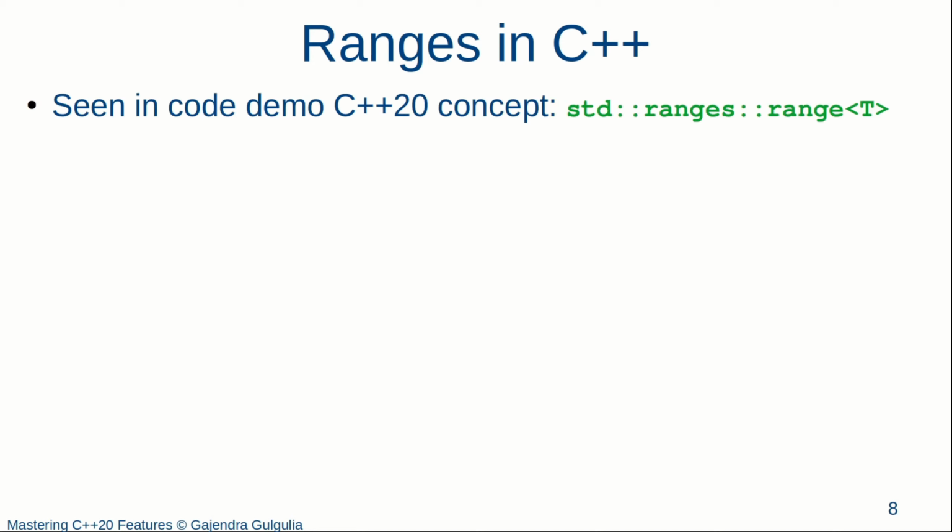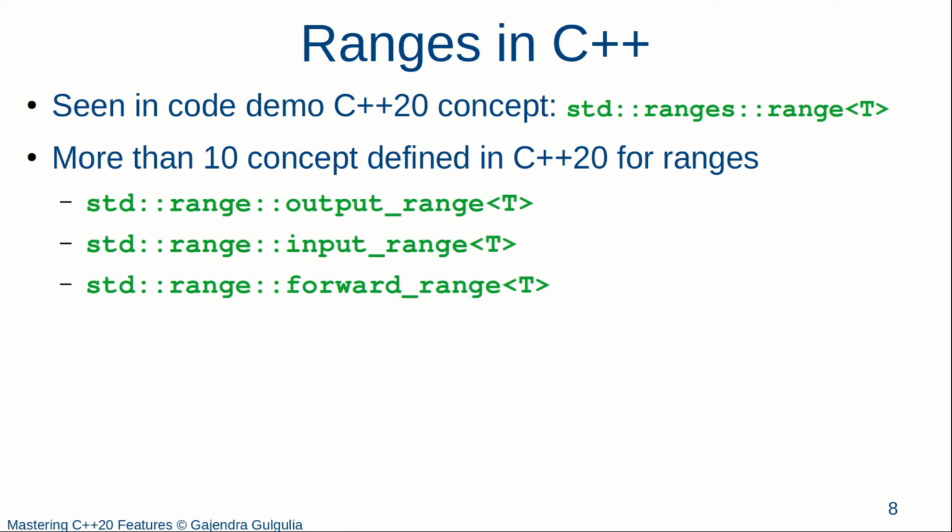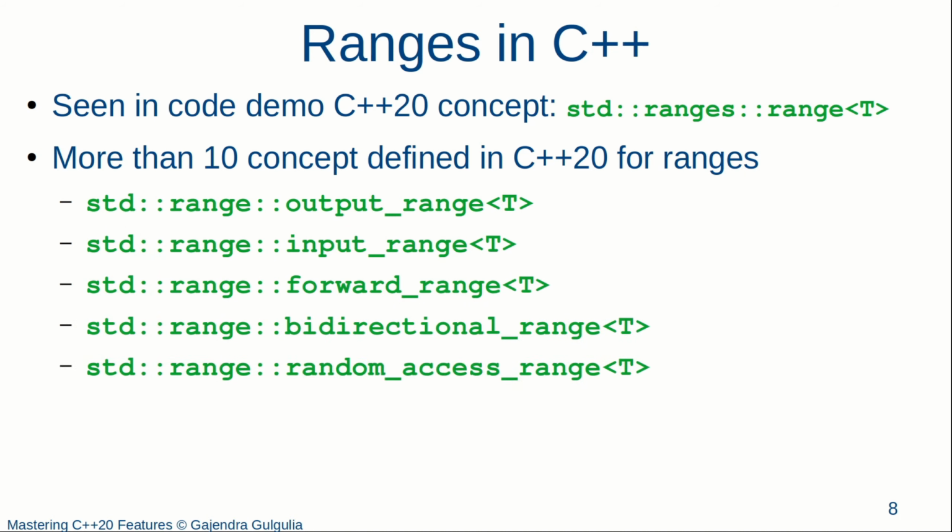In the last code demonstration, we looked at the C++20 concept called range<T> that verified if a given STL container could operate with a C++20 ranges algorithm. This concept was only one of the more than 10 existing concepts that have been introduced in C++20 ranges. For example, some of the other constraints for ranges are output range, input range, forward range, bidirectional range, random access range, and there are a few more constraints that I cannot currently fit into the slides. But we will look at all of them in detail in future lectures.